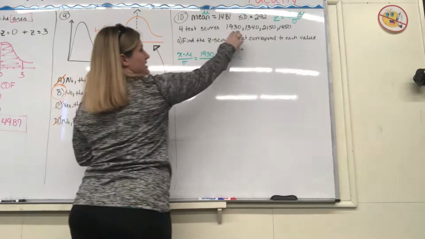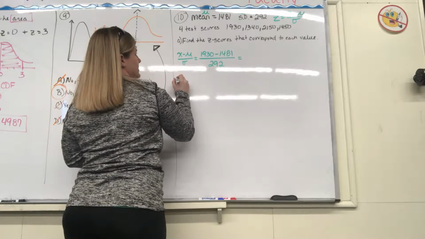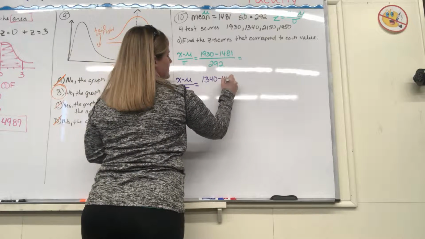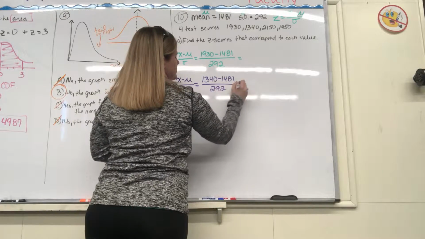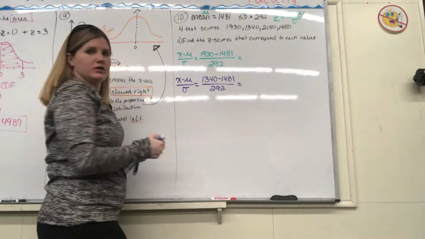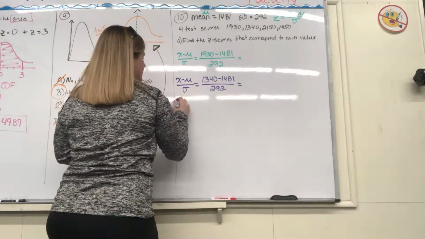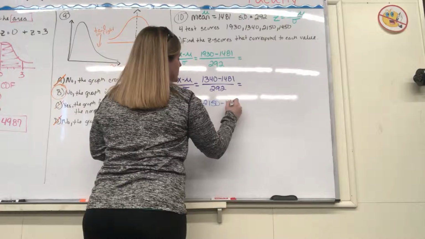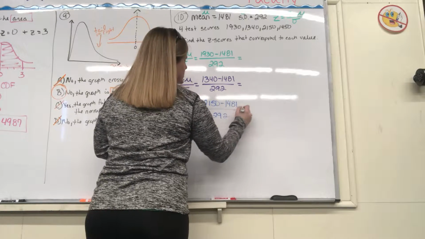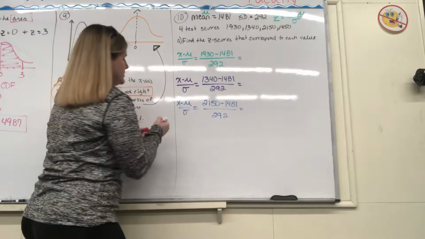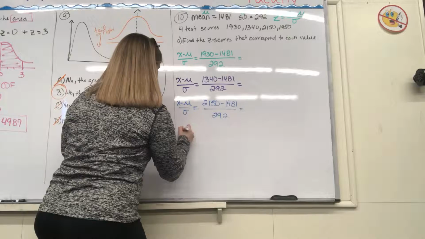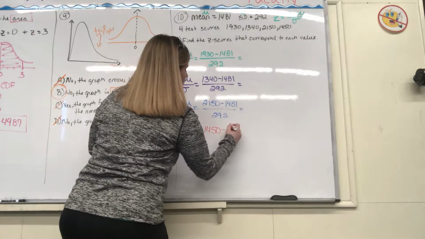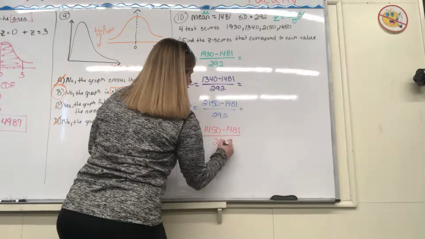We're going to put that in our calculator in just a second. I'm going to write out just the formulas for the rest. All I have to change on these 4 formulas is the x value at the beginning. So 1340 minus 1481 divided by 292, then 2150 minus 1481 divided by 292, and the last one, 1450 minus 1481 over 292.